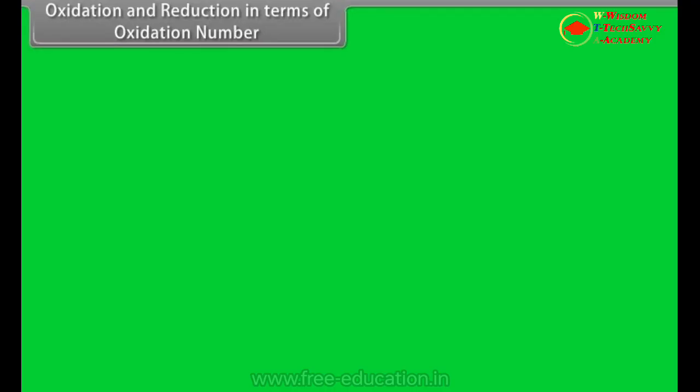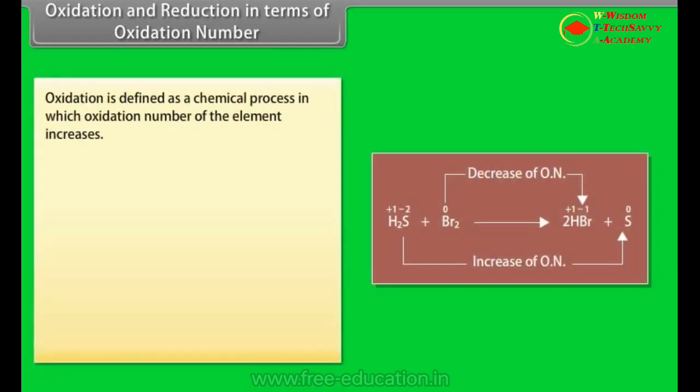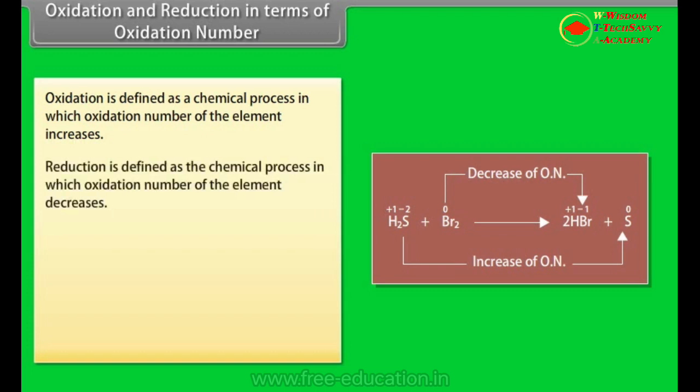Oxidation and reduction in terms of oxidation number. Oxidation is defined as a chemical process in which the oxidation number of the element increases. Reduction is defined as the chemical process in which the oxidation number of the element decreases. Consider the reaction between hydrogen sulfide and bromine to give hydrogen bromide and sulfur. The oxidation number of bromine decreases from 0 to -1, thus it is reduced. The oxidation number of S increases from -2 to 0, hence H2S is oxidized.